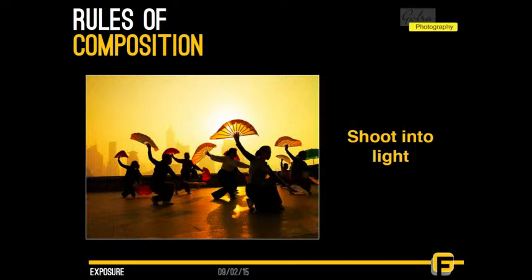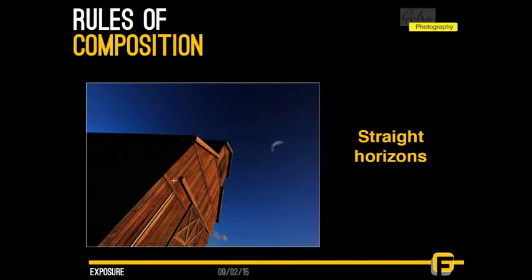Okay. Now here we have straight horizons. Usually we keep the horizon or the line straight, but you can give a little bit of an angle here. This is known as Dutch angle, where your camera is a little bit tilted. When you take the image with that, it creates a very mystical sort of angle.